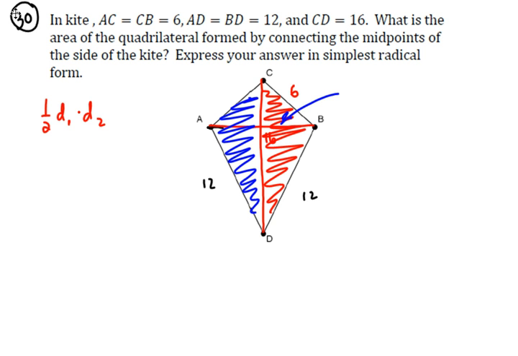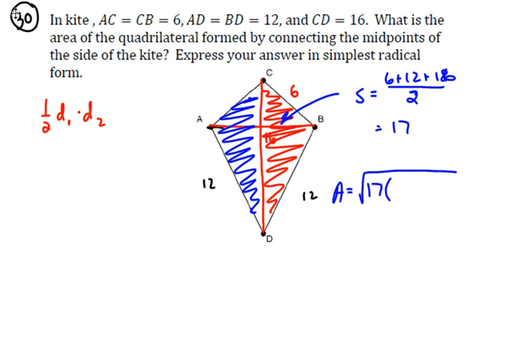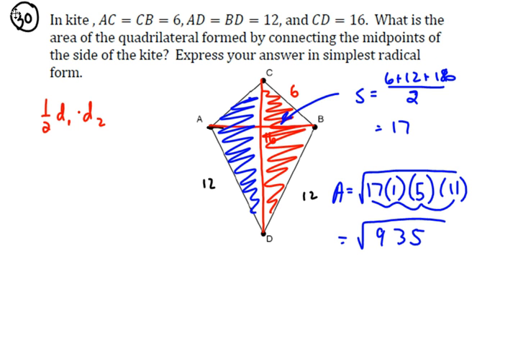And if you remember Heron's formula, it uses the semi-perimeter, which is half the perimeter, which for this problem turns out to be 17. And if you want to know the area of a triangle, you just do the square root of the semi-perimeter times the semi-perimeter minus each side. 17 minus 16 is 1, 17 minus 12 is 5, and 17 minus 6 is 11. So the area of this triangle is just the square root of 17 times 5 times 11, which turns out to be 935. Based on the fact that each of these are prime numbers, you can't simplify it.